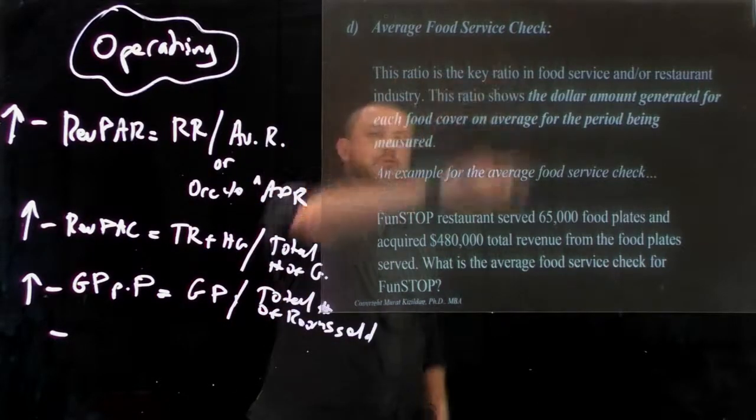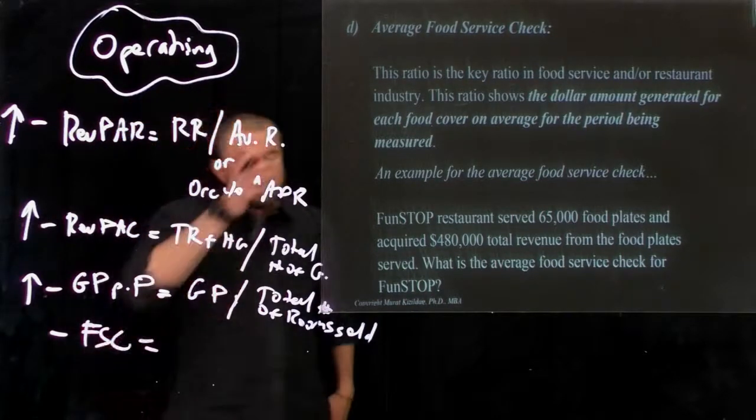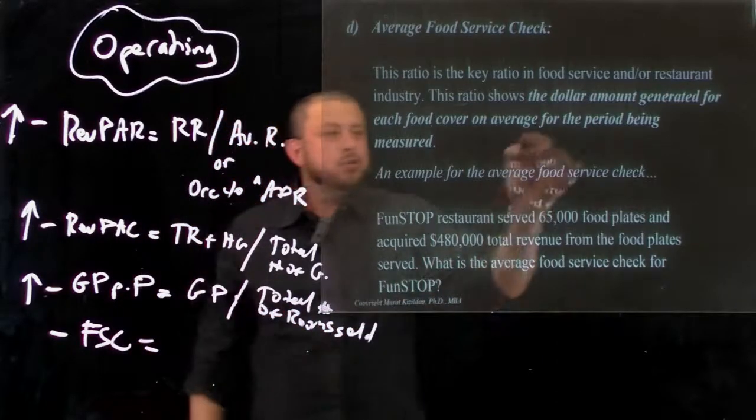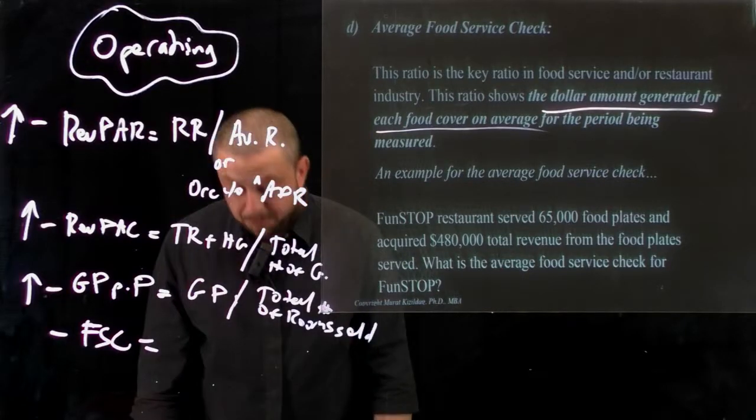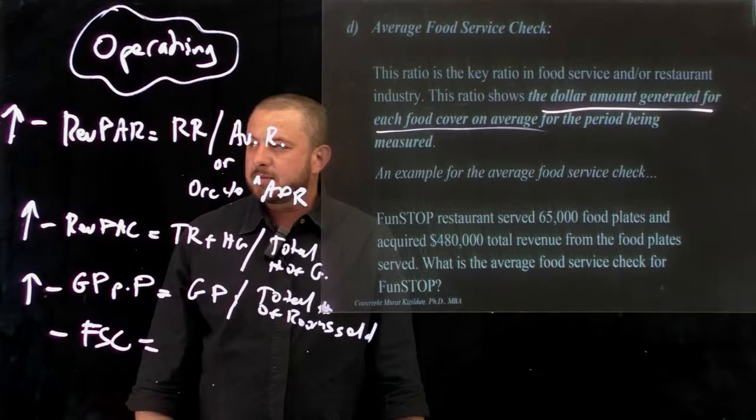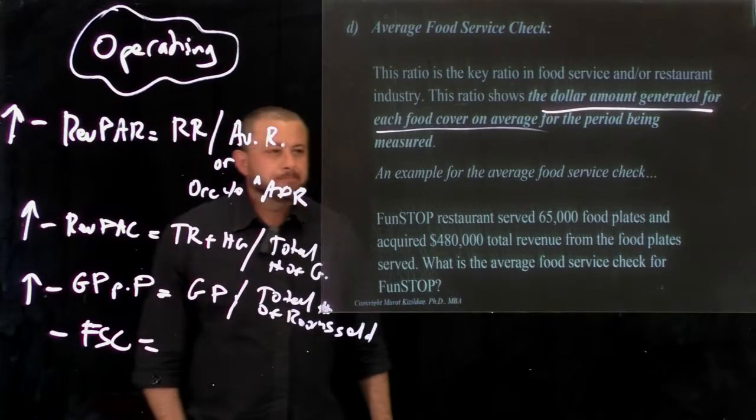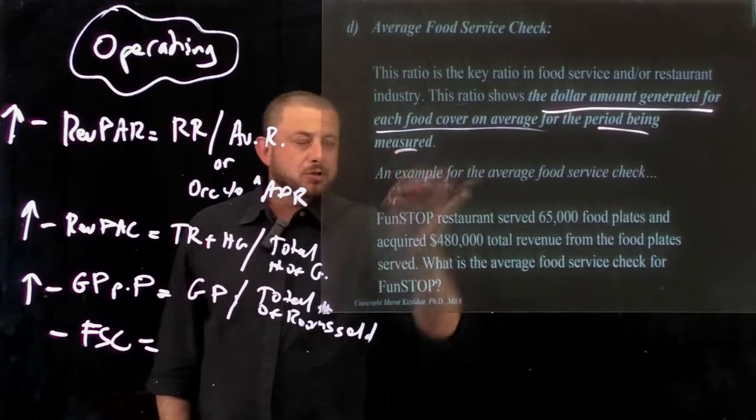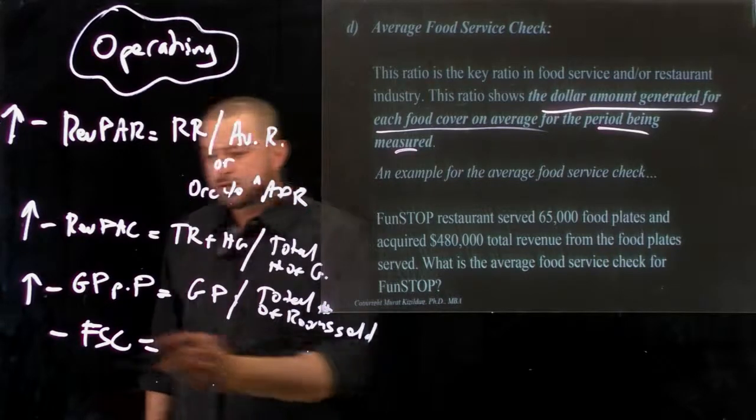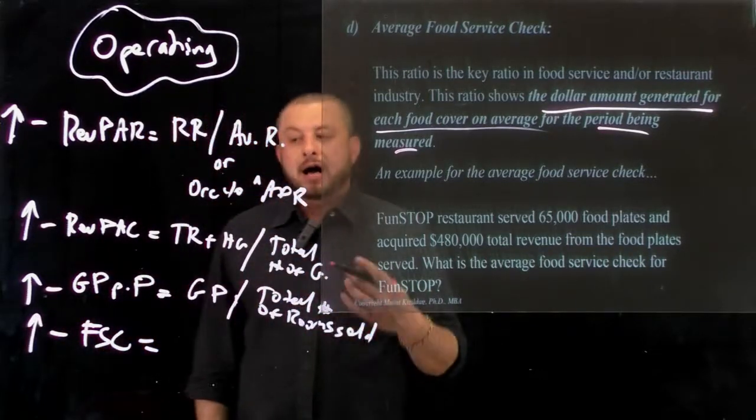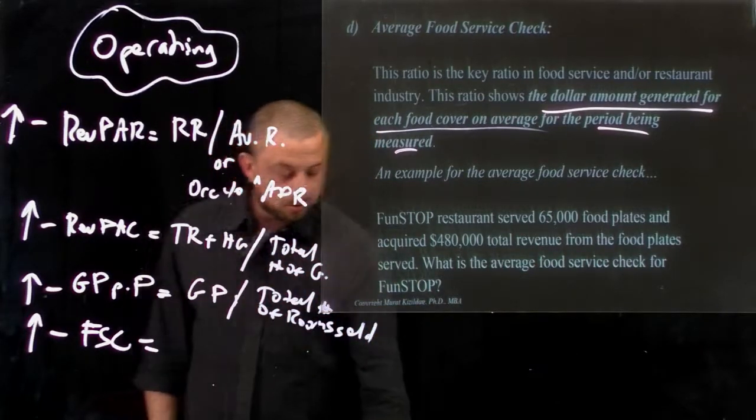But now, average food service check, FSC, is mostly utilized by restaurant companies because it shows the dollar amount generated for each food cover on average for the period being measured. For the period being measured because some of the restaurants are closed on Mondays, let's say, or Sundays like Chick-fil-A. That is why I throw the period being measured over here in my lecture notes. So you want this ratio higher, guys? Of course, because it shows on average how much revenue is generated per each guest.